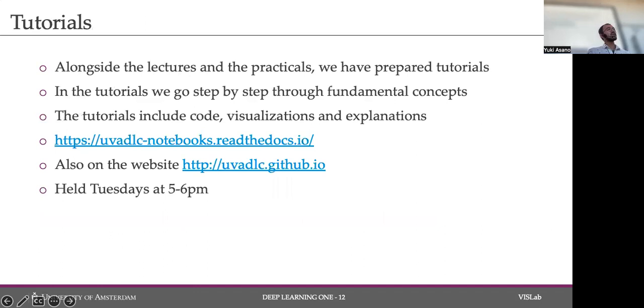Alongside the lectures and the practicals, we have tutorials. So that's what happens after this lecture. We will have practicals, which are led by Philip, who's sitting here actually, who is a PhD student in our lab, who has prepared some tutorials, which will help you go step by step using Jupyter notebooks and Colab notebooks through some very fundamental concepts. They won't be exactly what you'll do in the assignment, but they will be very helpful and they will be complementing this lecture. And again, some notes, and you will see the assignments also on our web page, Yuva DLC. So DLC stands for Deep Learning Course. And yeah, they are held in this room at Tuesdays, 5 to 6 p.m.